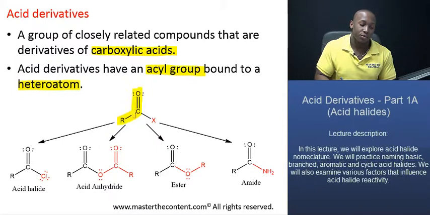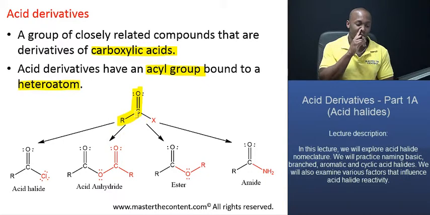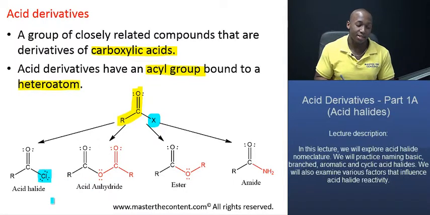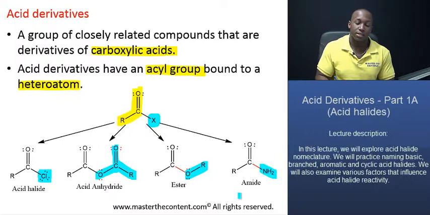The acyl group right there will be the carbonyl bound to that alkyl chain, and the heteroatom that we're talking about would be the X, which can be represented by chlorine, in the case of an acid chloride, that would be an acid halide. It can also be represented by that carboxylate group right there in the case of an anhydride, by that alkoxy group in an ester, and by the amino group in an amide.